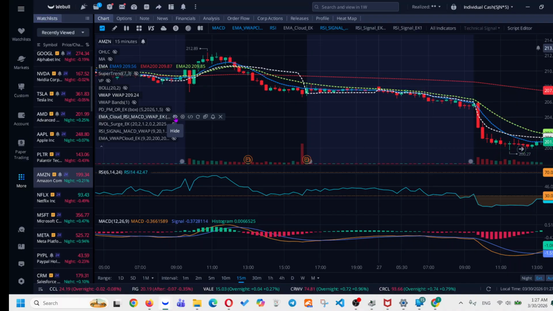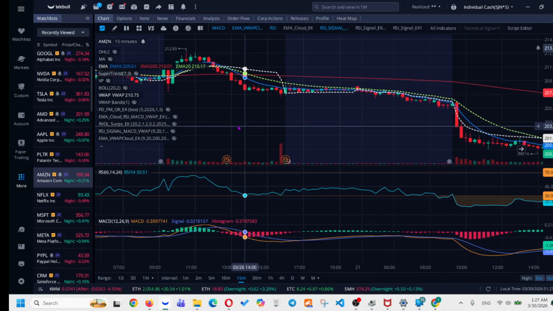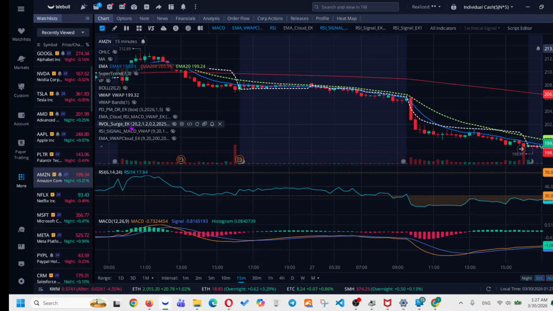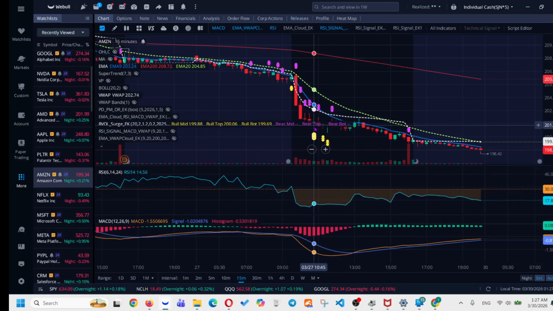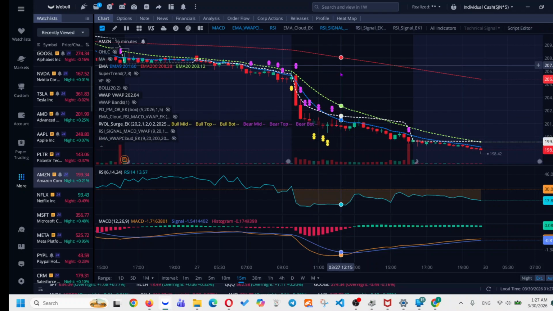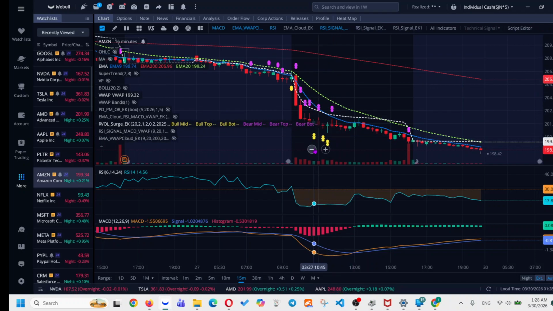Okay, now going to the next one, I have this relative volume surge indicator. When it is turned on, there is a setting. If we get these yellow bug symbols, that means the volume is 2 times the average trading volume. So this shows the volume surge.